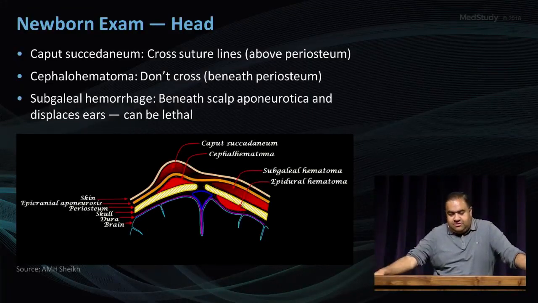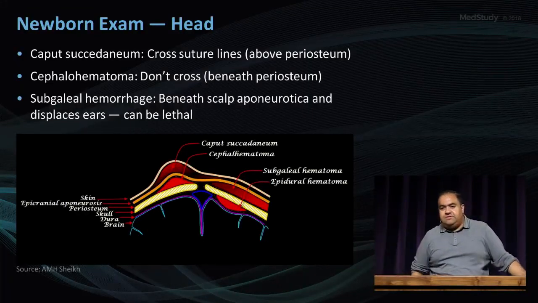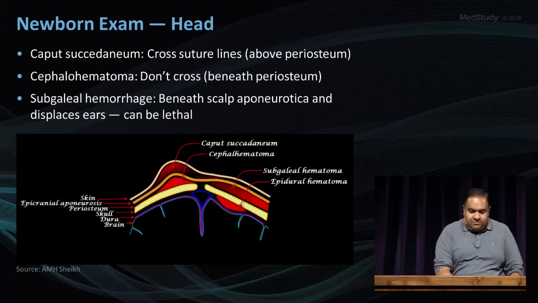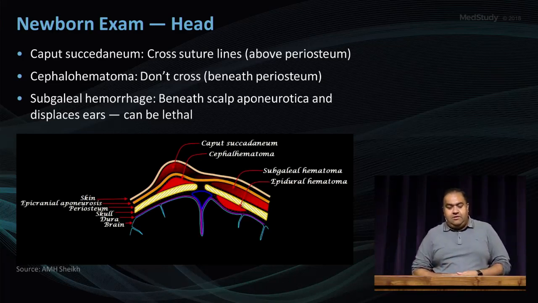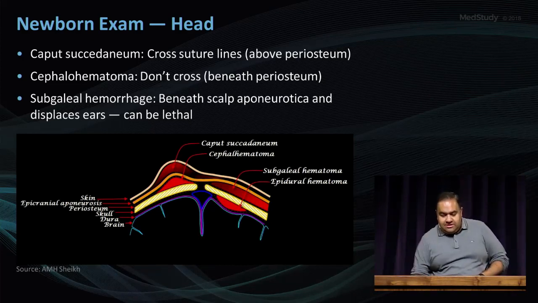Caput and cephalohematomas. There are two types of bleeds or fluid collections that we worry about in the head. The caput succedaneum crosses suture lines and is usually above the periosteum. You can see up here, here's your periosteal level, and there's the caput succedaneum, and through here, here's your periosteum. Cephalohematoma is a hematoma, so it's blood. It doesn't cross suture lines. It sits beneath the periosteum.